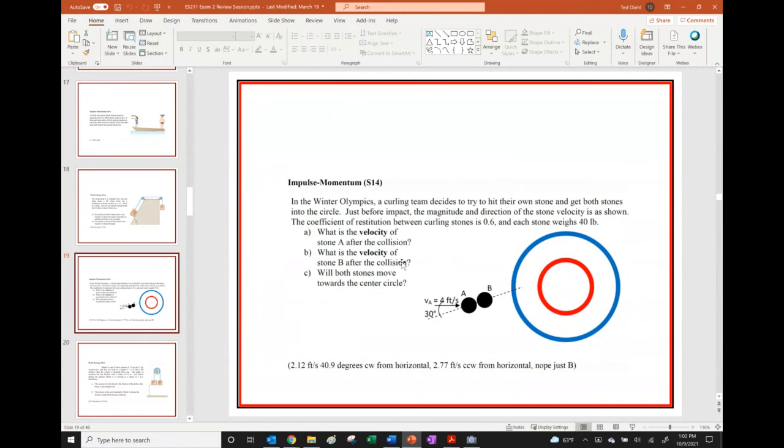This is a curling problem. So this is an impulse and momentum problem. Good. All right. So at the Winter Olympics, a curling team decides to try to hit their stone and get both stones into the circle. Just before impact, the magnitude and direction of the stone velocity is as shown. Right. So 4 feet per second. The coefficient of restitution between the curling stones is 0.6, and each stone weighs 40 pounds. It's going to turn out that it doesn't matter that they're 40 pounds, but that's okay. What is the velocity of stone A after the collision? What is the velocity of stone B after the collision? Will both stones move towards the center?